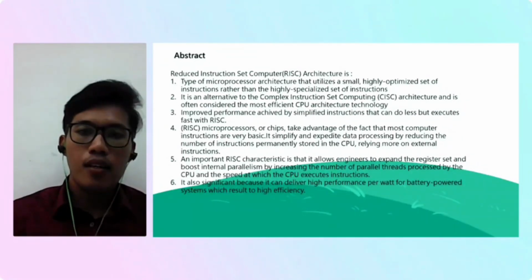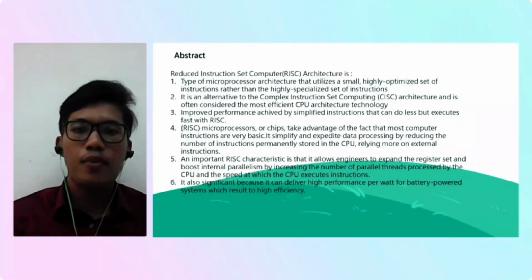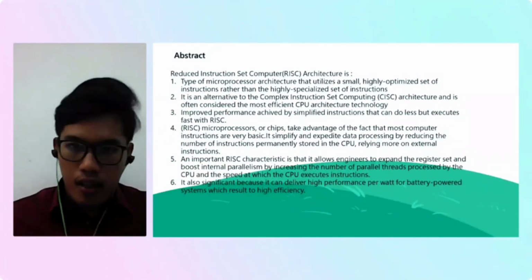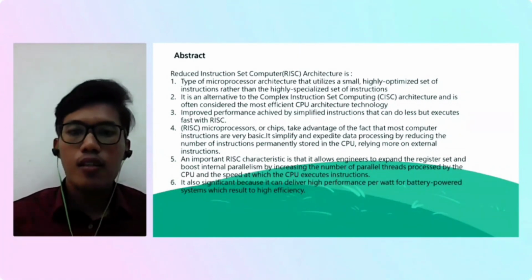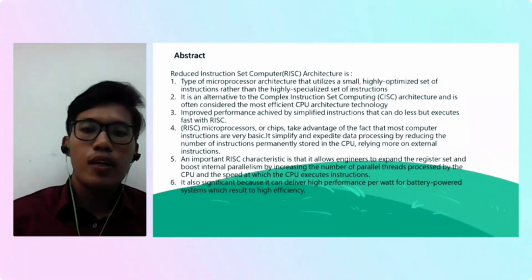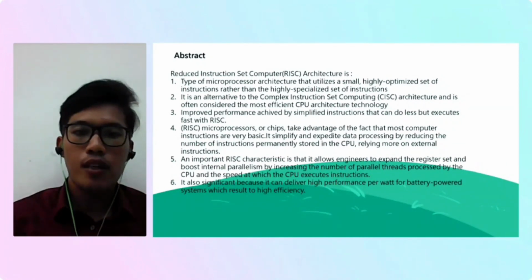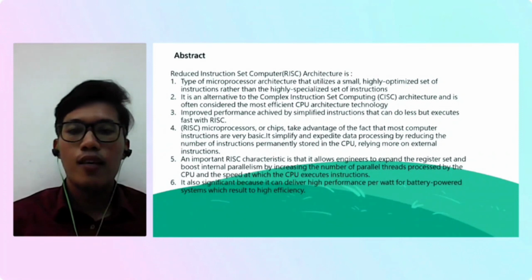internal parallelism by increasing the number of parallel threads processed by the CPU and the speed at which the CPU executes instructions. And the last one is also significant because it can deliver high performance per watt for battery power systems, which results in high efficiency.